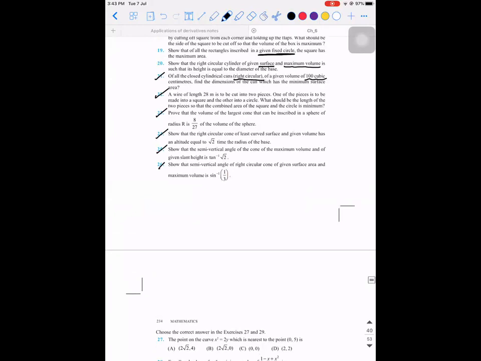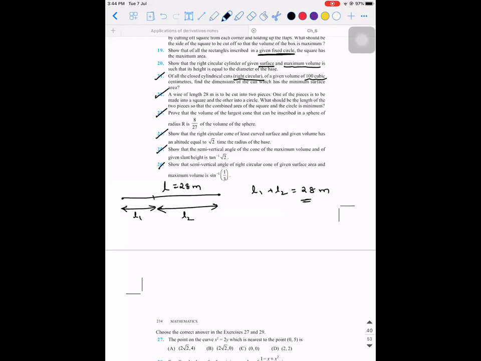So next one, there is a wire of 28 meters. One of the pieces is to be made into a square and the other into a circle. What should be the length of the two pieces so that the combined area of the square and the circle is minimum? So how do we do it? Let's say the length L is 28 meters. It is broken into two parts such that one length is L1 and the second length is L2. What is the relation between them? L1 plus L2 is equal to 28 meters.